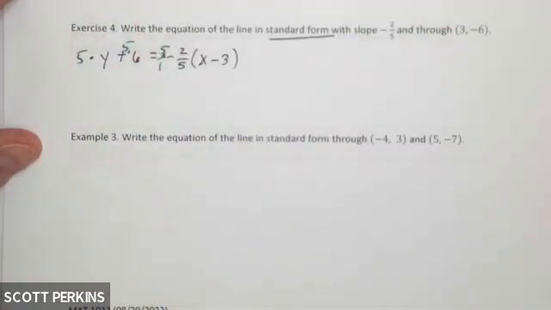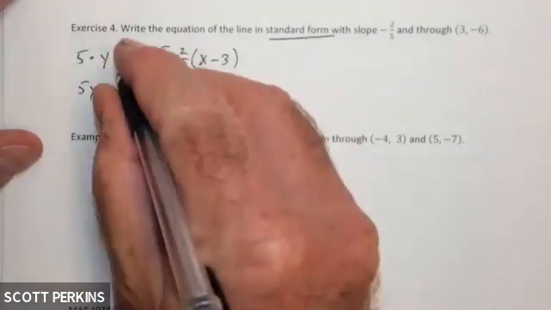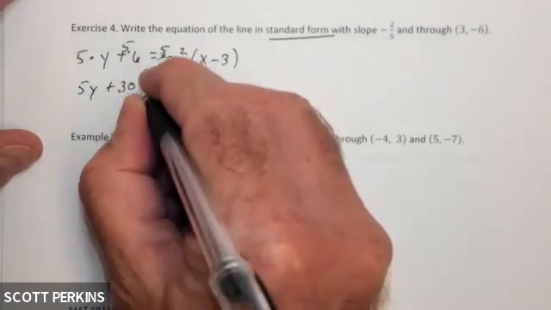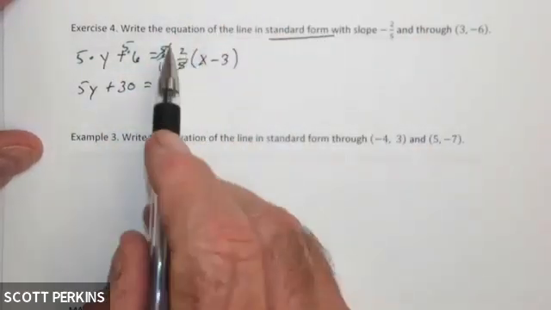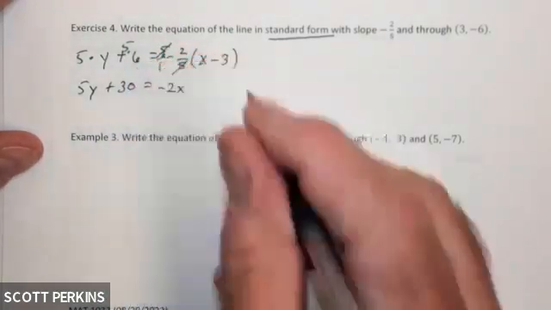So everything gets multiplied by 5 there. So 5 times y is 5y. 5 times 6 is plus 30. On the other side, the 5's cancel, leaves me with a -2 outside the parentheses. So -2 times x is -2x.